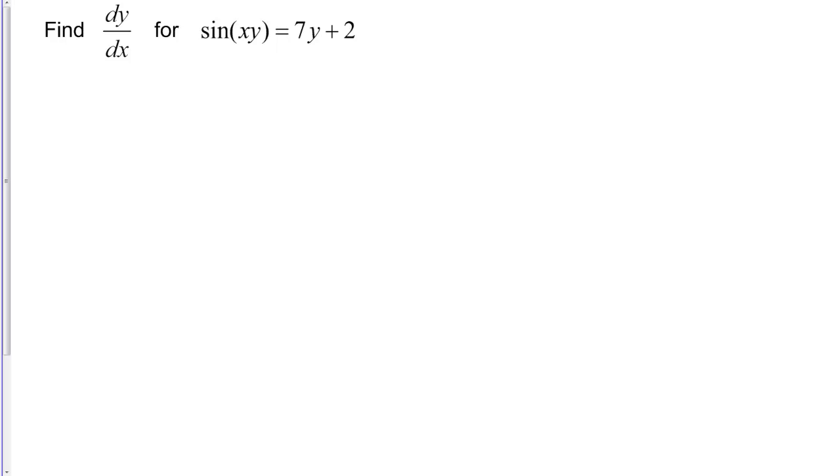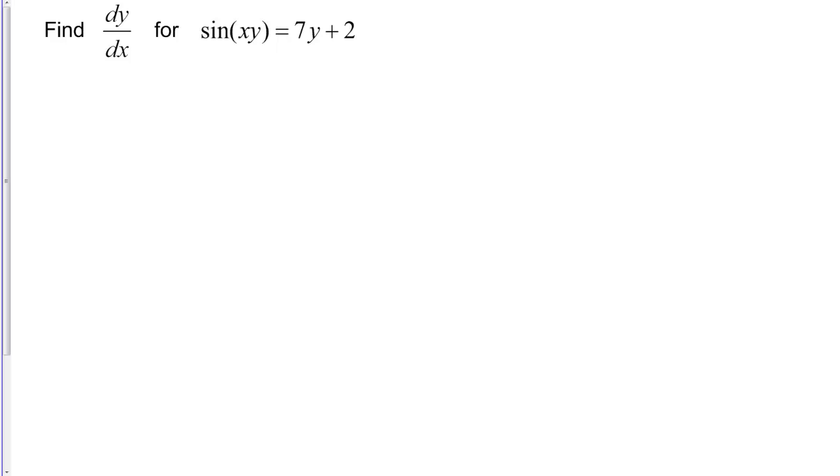Let's practice using implicit differentiation. The directions here state to find dy/dx for sine of xy equals 7y plus 2. This is what we call an implicit relationship. We can't actually solve for y, so we can't get this into the form y equals, and this isn't a function. If we were to graph it, it would not look like a function. But we still want to be able to take the derivative of this relationship, and implicit differentiation allows us to do that.